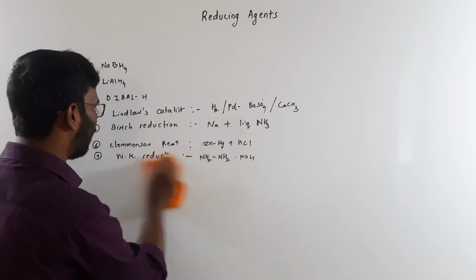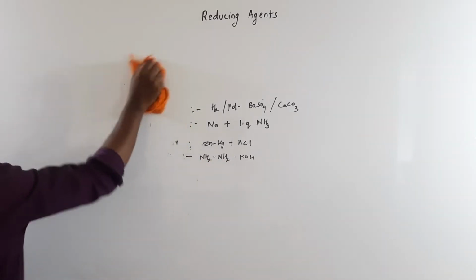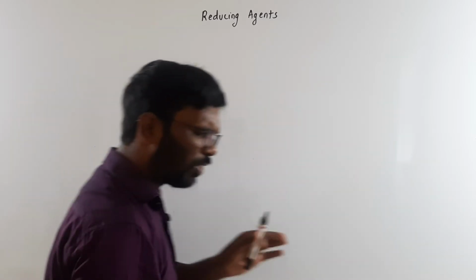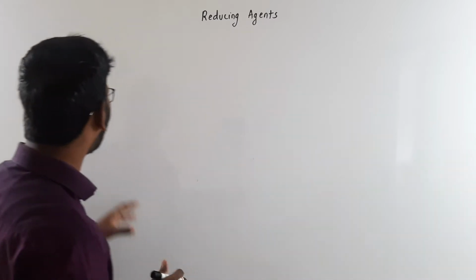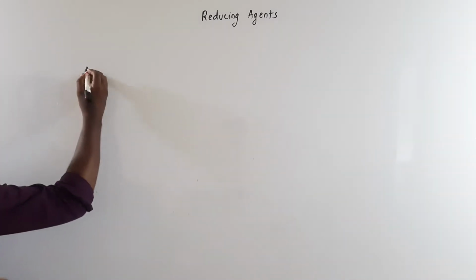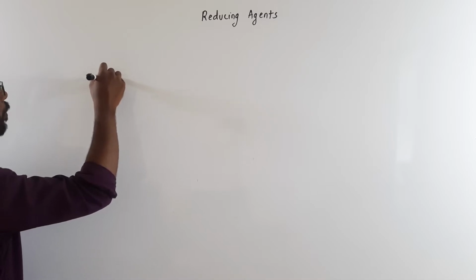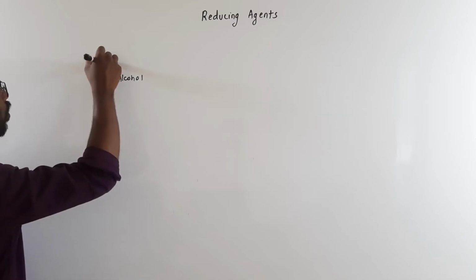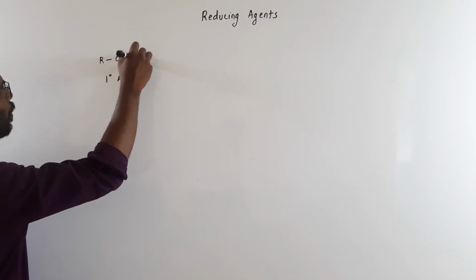So first of all, what I would like to make you understand is the simplest thing, this flow chart every student should know. I'm just writing one small flow chart, the sequence of reduction and oxidation. Every student should know this sequence. This is a base for every oxidation and reduction reaction. For example, let's take the alcohol. This is a primary alcohol.